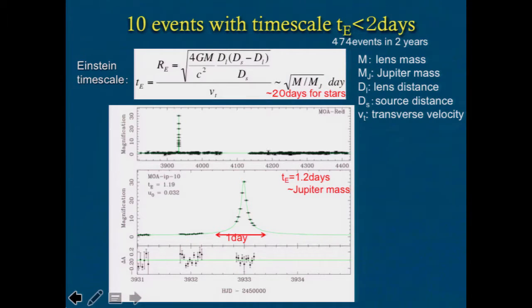So you already know the only observable of the regular single lens event is the Einstein timescale, which is the Einstein radius divided by the transverse velocity.